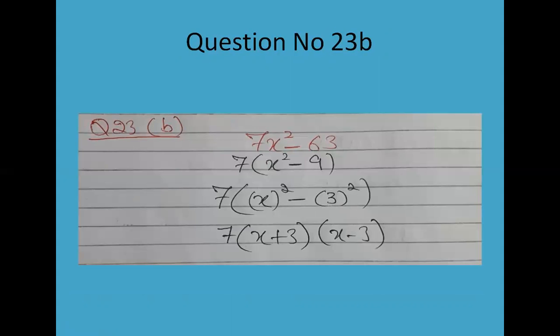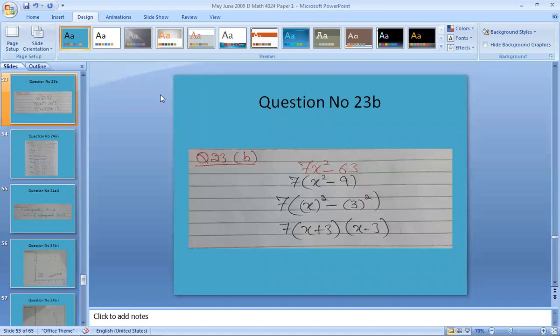Question number 23B part, here you have to factorize. So it's 7x square minus 63. So 7 is taken out common. So inside the bracket, you're left with x square minus 9. So 7 into x square minus 3 square. So final will be 7 into x plus 3 into x minus 3. So that is question number 23B part.